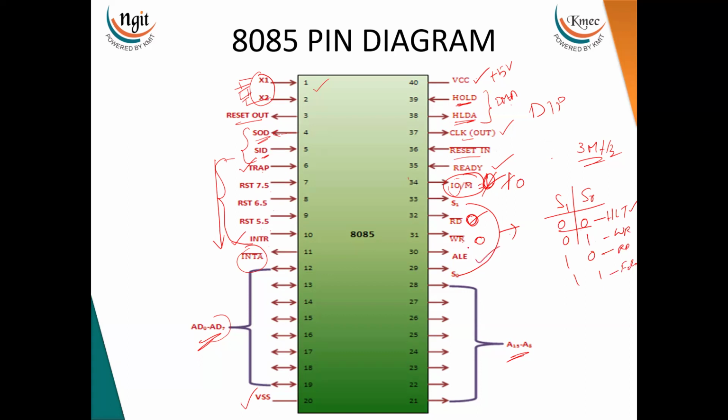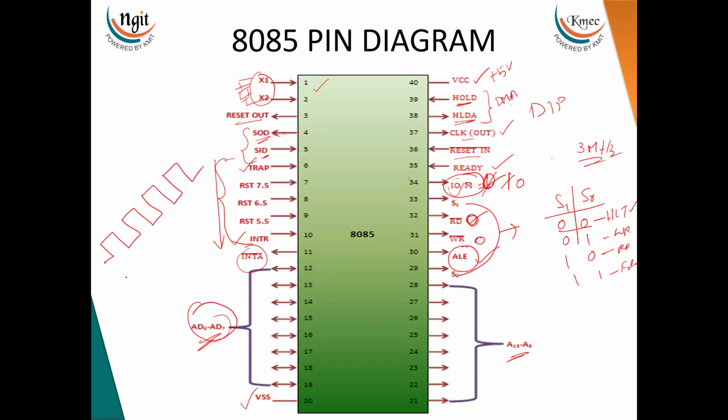Now coming to the ALE. ALE is address latch enable. It will latch the address and data bus. The lower order address bus and data bus are multiplexed together. What a machine cycle is and everything else I will explain in the next step.